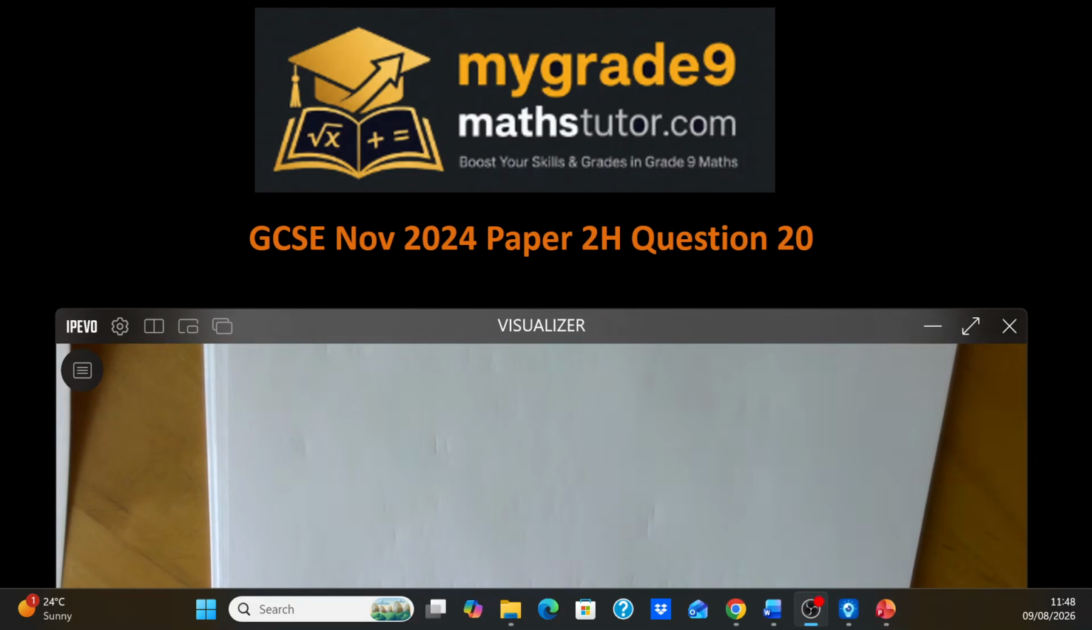So the GCSE November 24, paper 2, question 20. It's a grade 9 question. It's in the last 5 questions of the paper. Please remember, when you're doing this, I'm assuming you know a lot of the maths. It's just about applying the knowledge to a question.